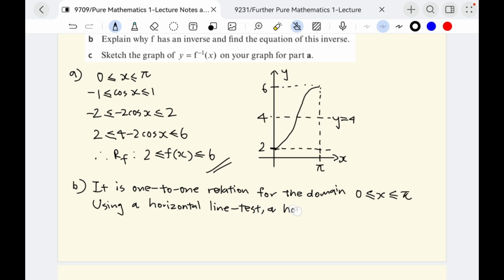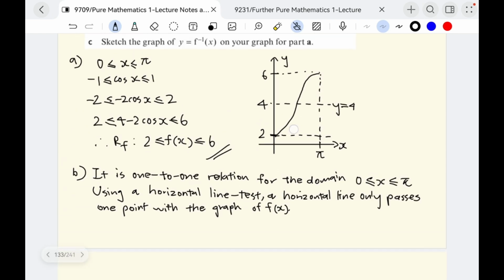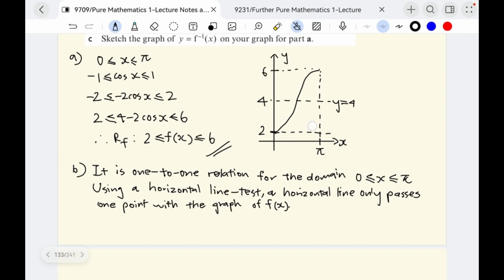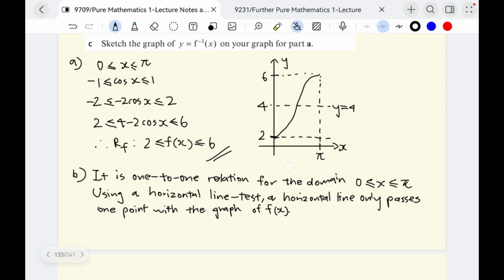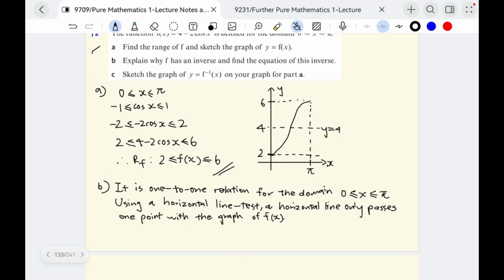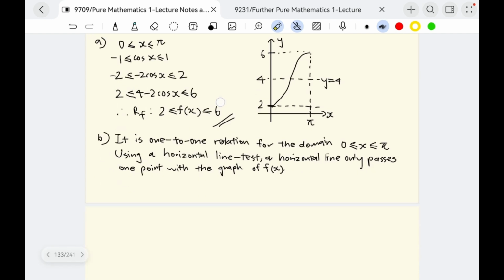Or a horizontal line only passes one point with the graph of fx. Okay? Or you can say it only intersects one point between the graph and the horizontal line. Okay? So as long as you explain that f only has 1-to-1 relation, not many to one.